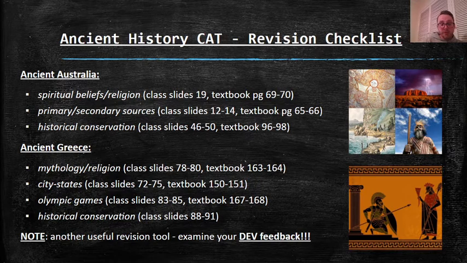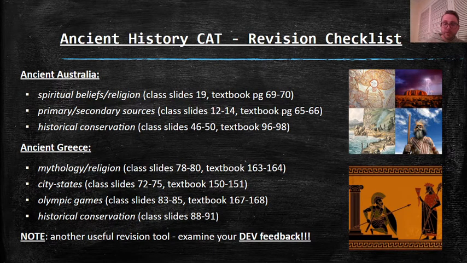Another useful revision tool, examine your DEV feedback. It's the exact same structure for the DEV, so obviously if you did something poorly in the DEV, you would want to address that. So ask me questions, look at the feedback. If you don't understand it or you want more information, let me know. If you did something really well in the DEV, you should identify that and then repeat it in the CAT. That's all I'm going to say in this lesson, guys.